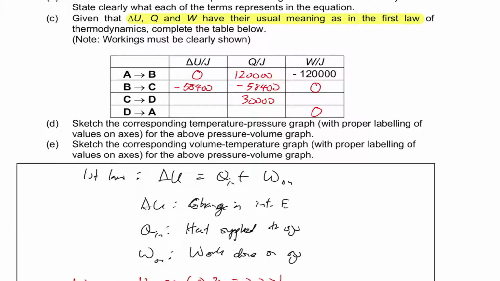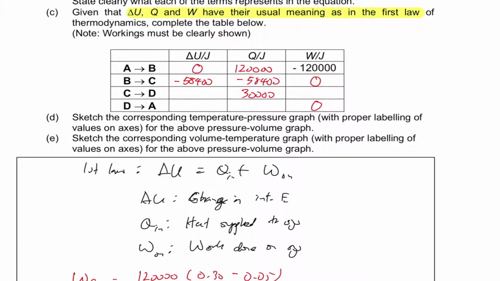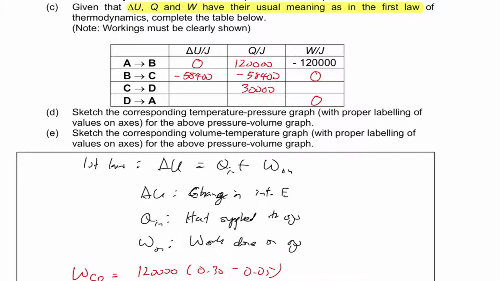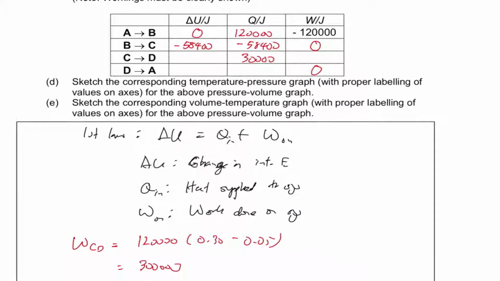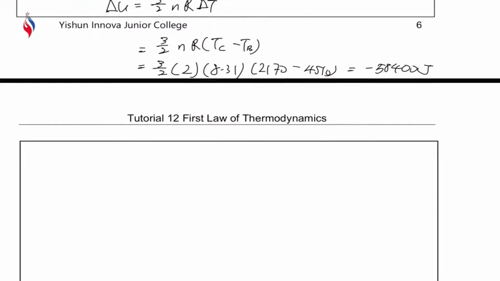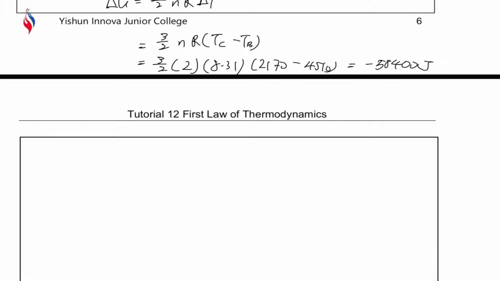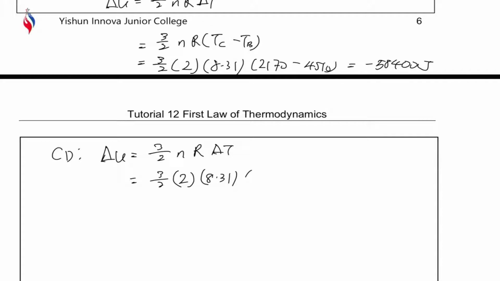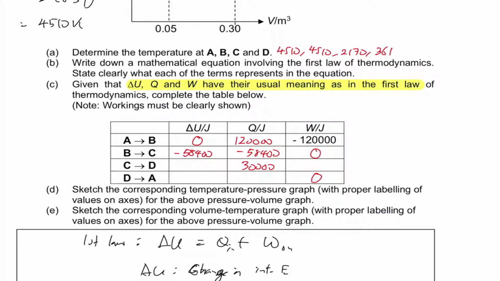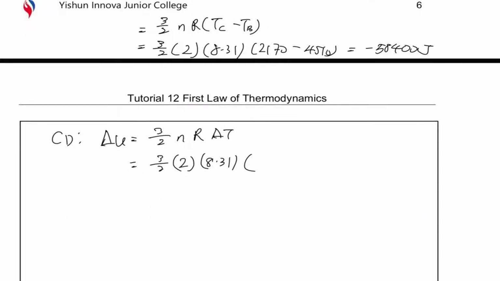Yep. So that's it for this one. Then we can do CD as well. For CD, we can use the same way. I'm just going to do it over here as well. So for C to D, we can use delta U equals 3 over 2 nR delta T, which is 3 over 2 times 8.31. What's TD and TC? TD is 361 and TC is 2170.